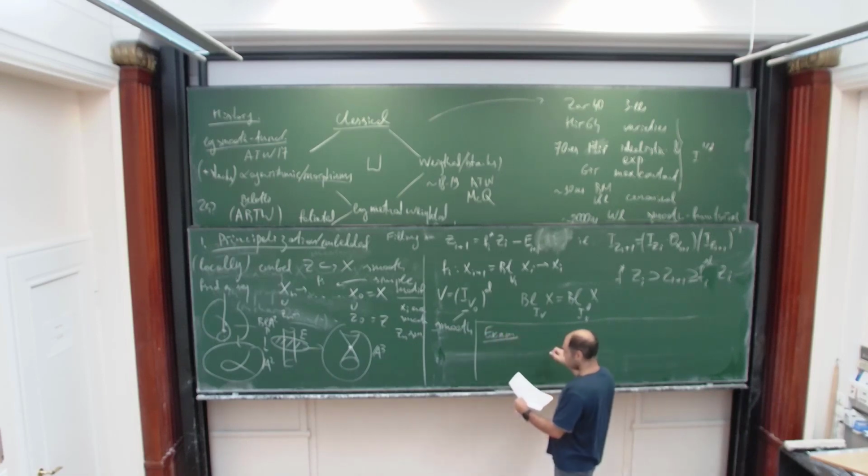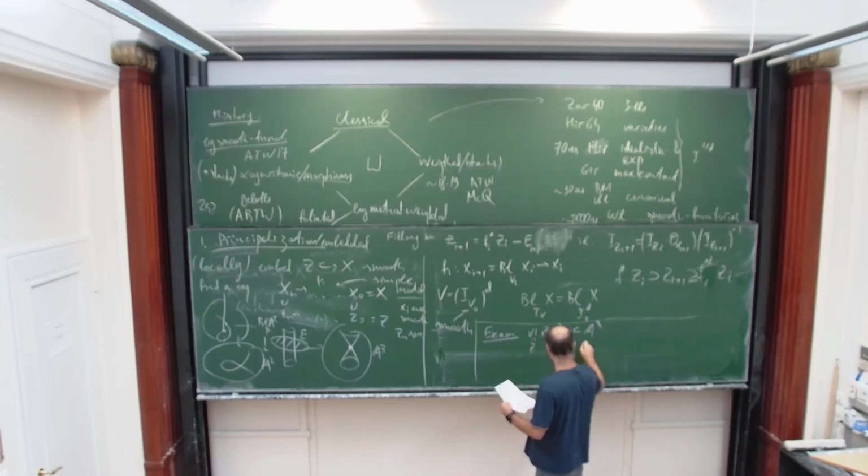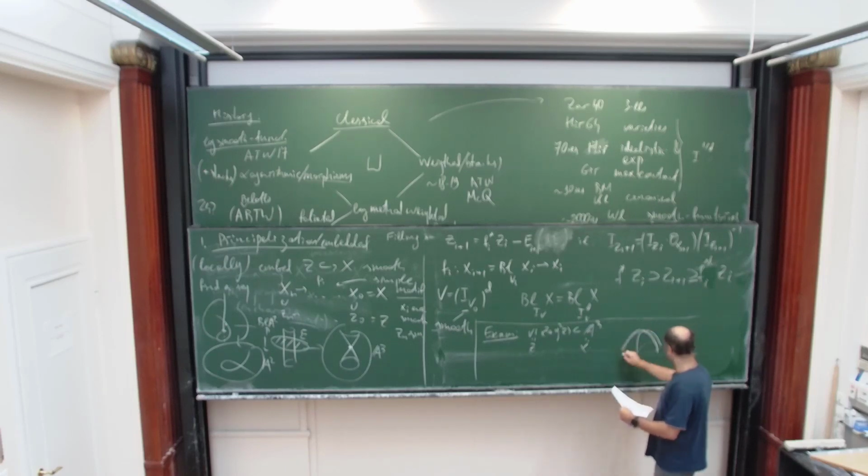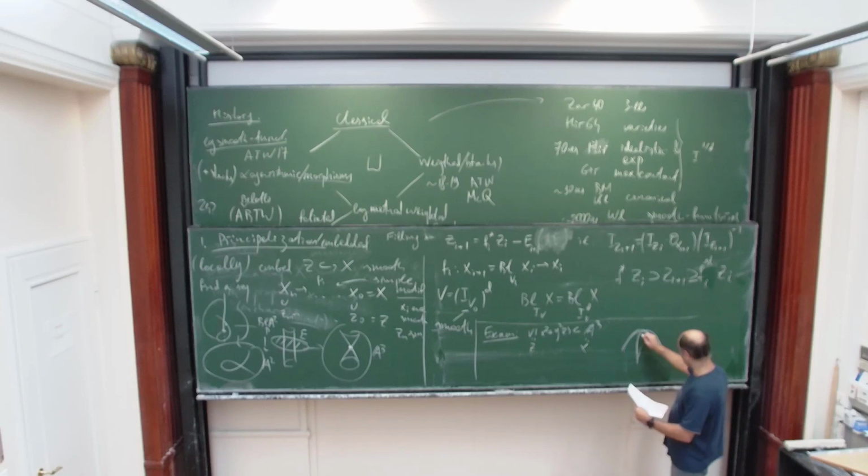Let's take the Whitney umbrella. Vanishing locus x squared plus y squared z, inside A^3, so this is my z, this is my x. The picture looks like something like this. Have here self intersection. Okay, z, x, y, x.